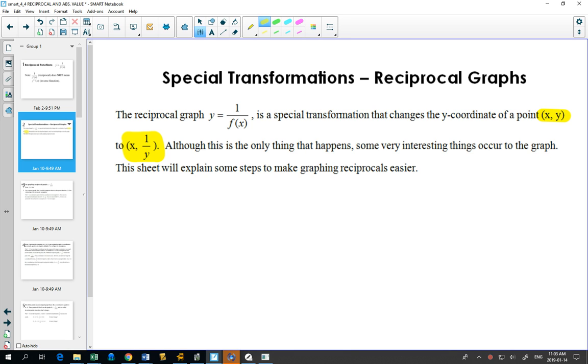So then you look later on, and there's like 6 steps to doing these that end up happening as a result. But that's the simple idea: if you can graph what's in the denominator, if you can graph f of x, all you have to do is change your y values to 1 over y. The x values stay the same. No problem.